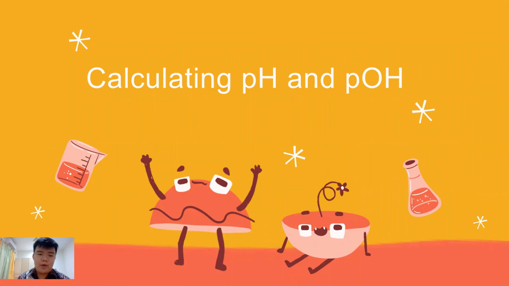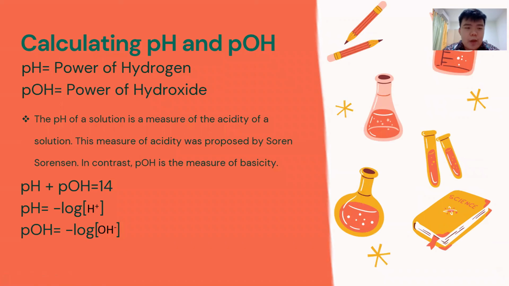Calculating pH and pOH. pH stands for power of hydrogen, while pOH stands for power of hydroxide. The pH of a solution is a measure of the acidity of a solution. This measure of acidity was proposed by Søren Sørensen. In contrast, pOH is the measure of basicity. We must know that pH plus pOH must equal 14, because 14 is the maximum in the pH scale.